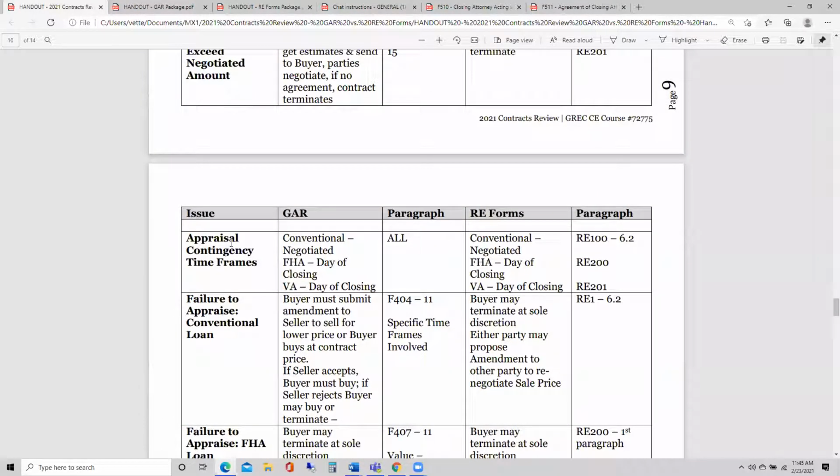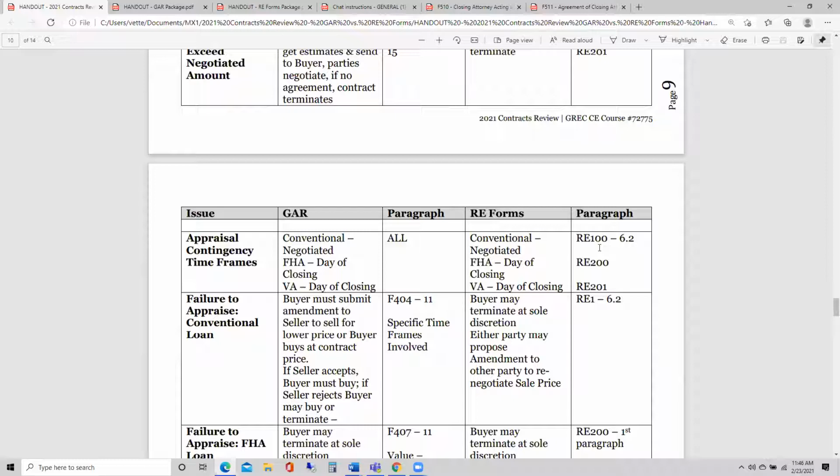Now let's look at appraisal contingency timeframes. Again, in the GAR package, the appraisal contingency timeframes are included in the actual loan contingency exhibits. In the RE forms, the appraisal contingency timeframes are included in the purchase and sale agreement for a conventional loan. And this is the same in both GAR and RE forms: if the buyer is getting an FHA insured loan or a VA loan, those appraisal contingencies go through day of closing, regardless if you're binding under GAR or RE.